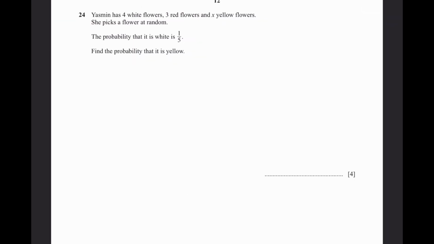Right here. Question 24. Yasmin has 4 white flowers, 3 red flowers, and x yellow flowers. She picks a flower at random. The probability that it is white is 1 by 5. Find the probability that it is yellow.